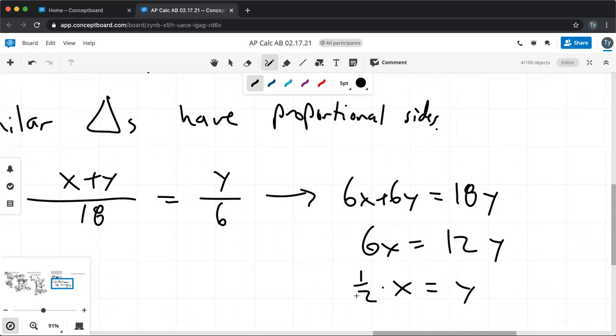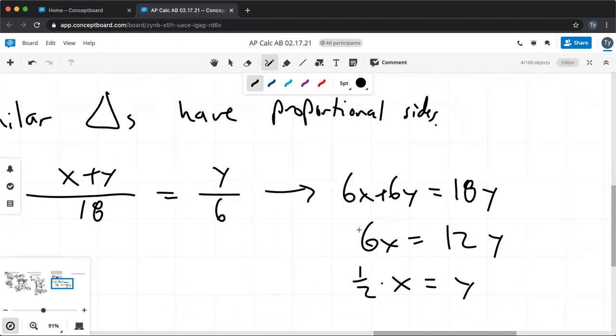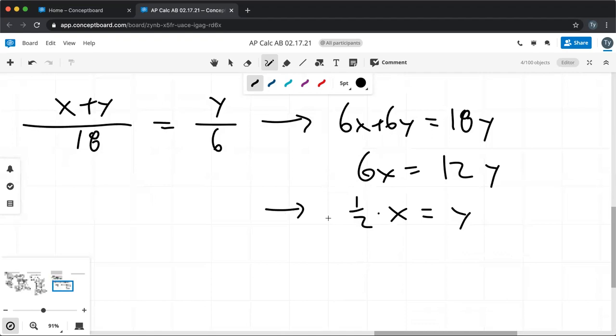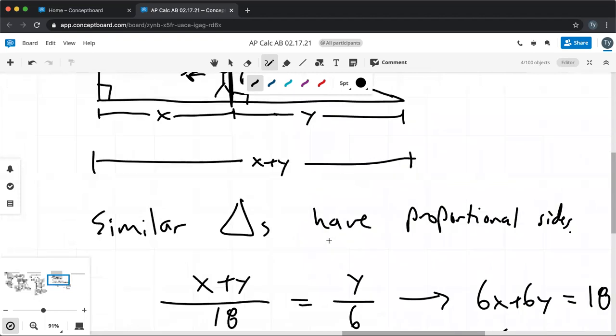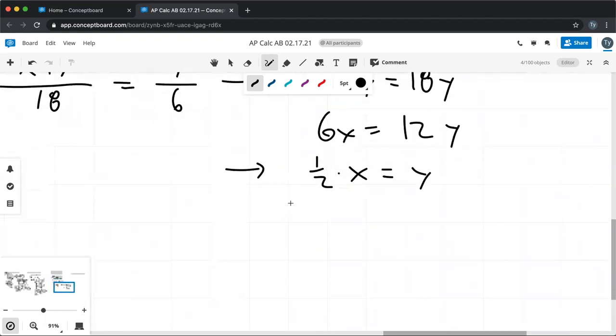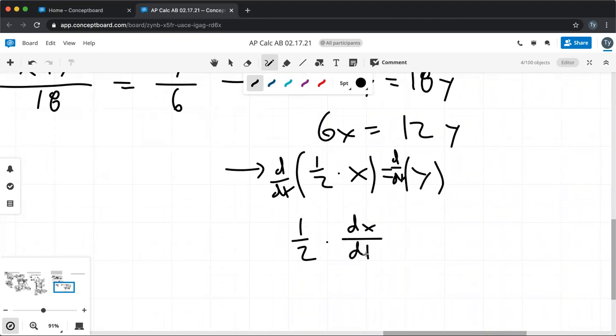Now, if we differentiate this equation here, this equation relates our two variables, and we care about the lengths of these two things, so we want to do that. If we differentiate that equation, again, constant multiple rule, we keep that, but now we have the rate of change of x with respect to t, and the rate of change of y with respect to t on the other side.